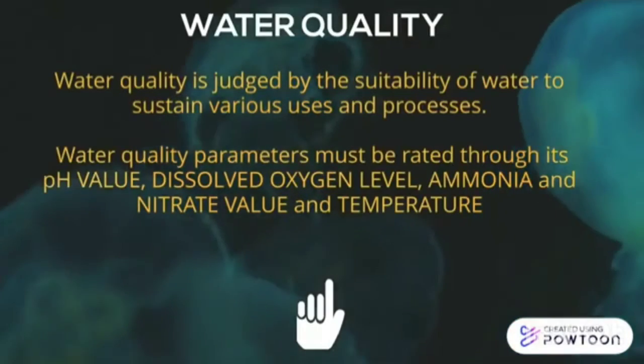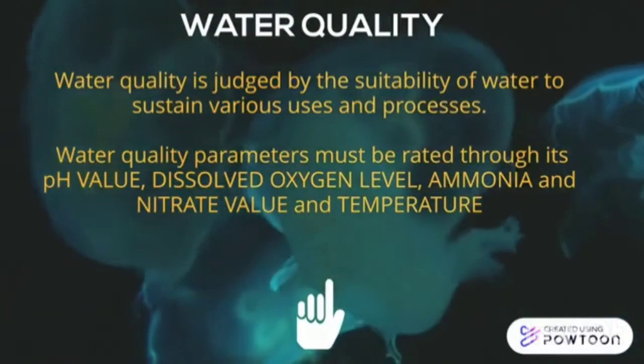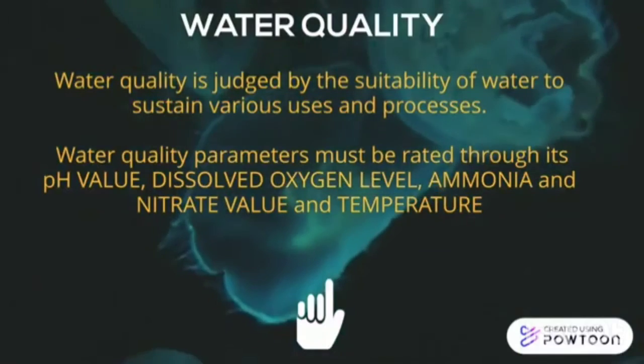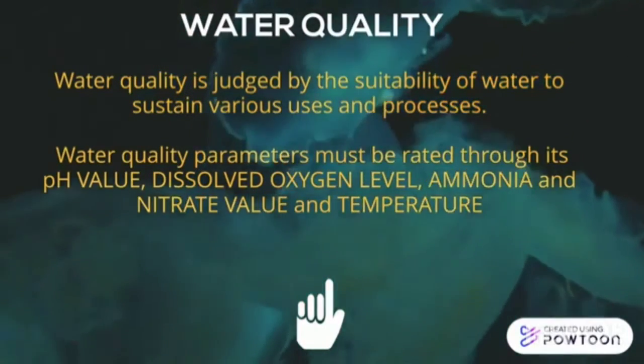Moving on to water quality. Water quality is judged by the suitability of water to sustain various uses and processes. Water quality parameters must be rated through its pH value, dissolved oxygen level, ammonia and nitrate level, and temperature.